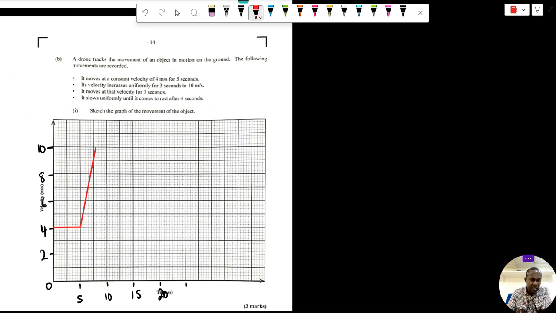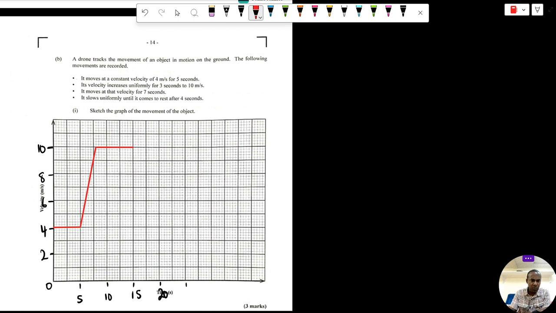The third stage says that it moves at that velocity for 7 seconds. So 5 plus 3 gives us 8, and for a further 7 seconds, you're going to stop at 15. So we're going to draw a horizontal line from 8 to 15. So it's going to stop right there, right?